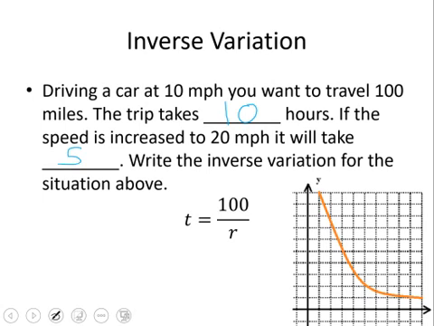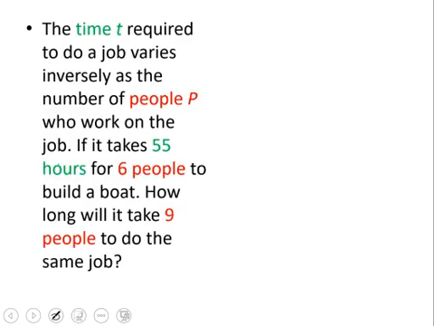So the inverse variation for this situation would be t is equal to 100 over r. T is the amount of time, r is the rate or the speed of the car. You take the distance you want to travel and divide it by how fast you're going, and that's going to tell you how long it takes. This is an inverse variation. It's with a division. Again, as you notice, there's no adding or subtracting. So an inverse variation is where you have the k value on the bottom.